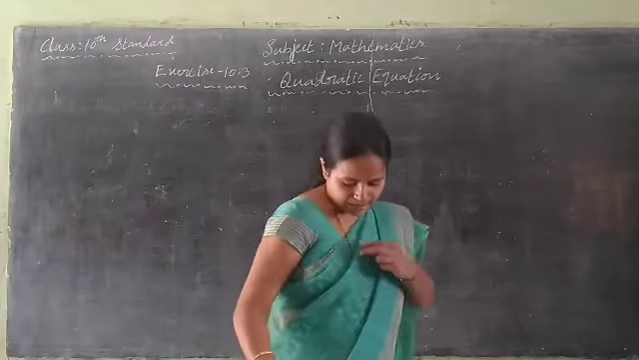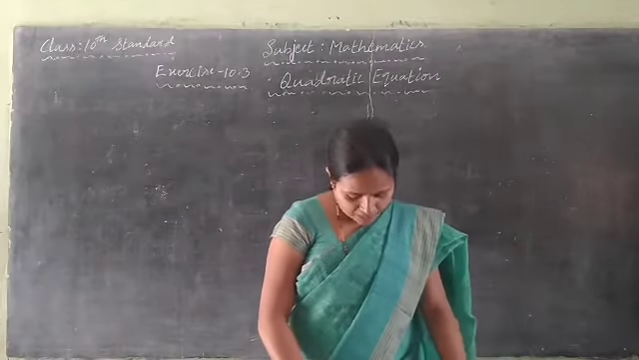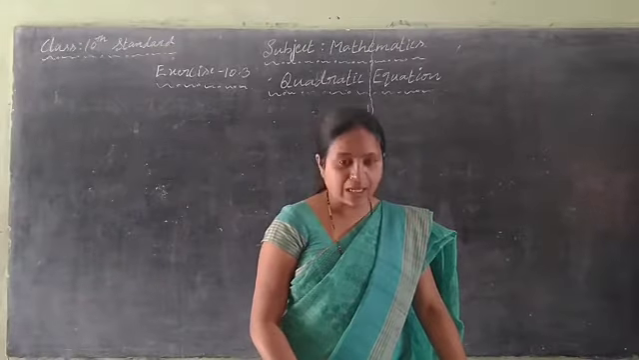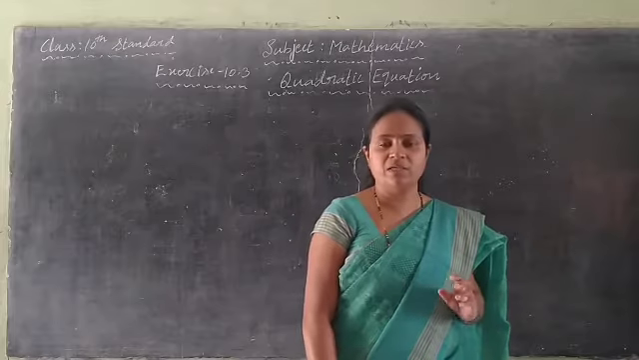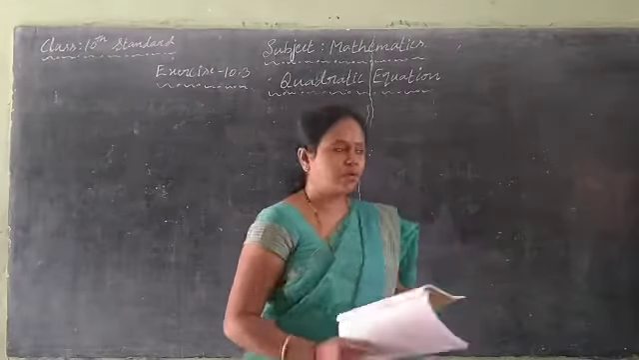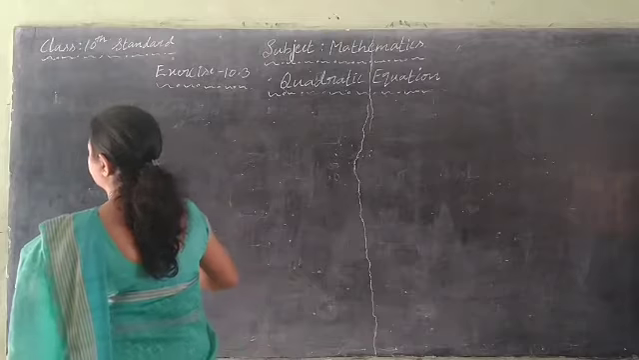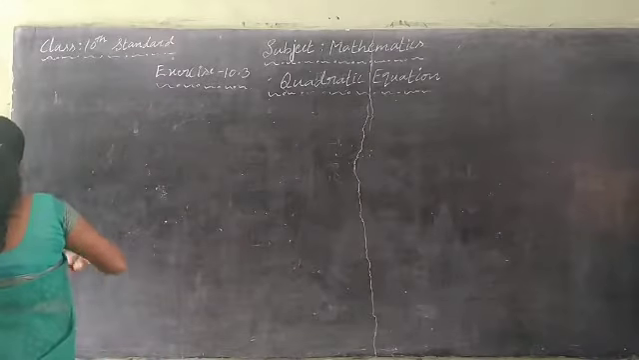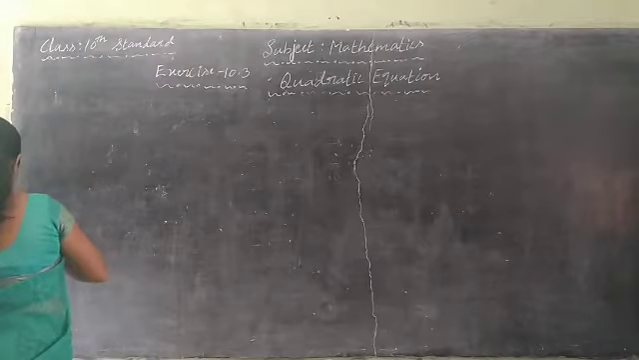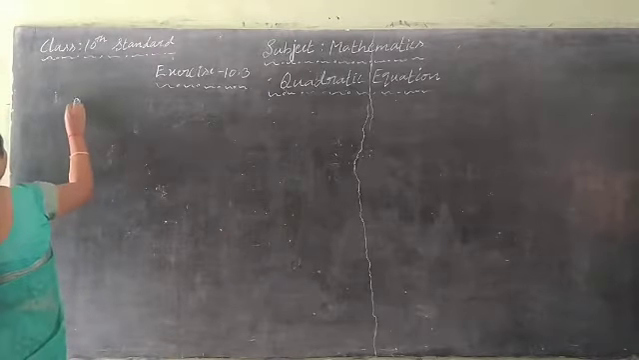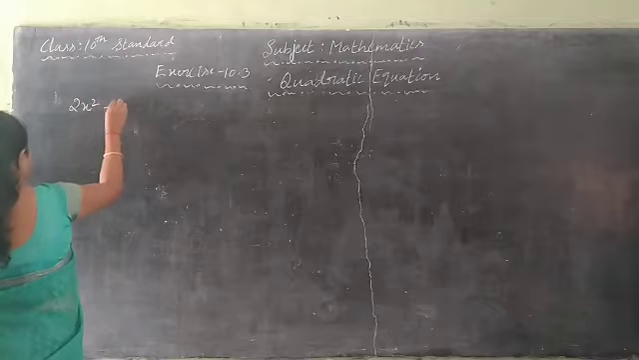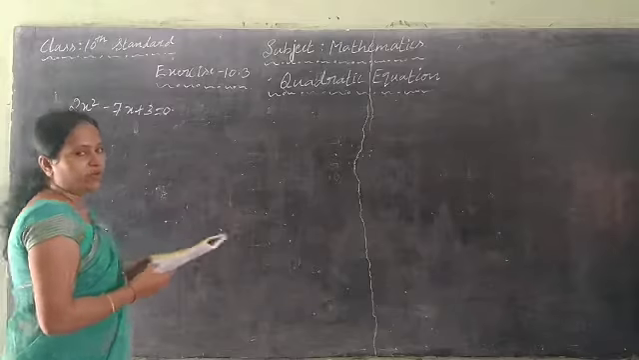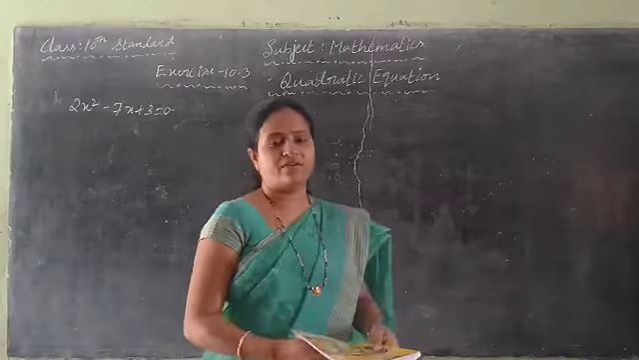Now see the second one, that is, find the roots of the given quadratic equations by applying the quadratic formula. Quadratic formula means that is what we have to use, isn't it? Okay. Now we should solve the problem, children. We take the first problem, that is 2x square minus 7x plus 3 is equal to 0. This we are going to solve by using the quadratic formula.